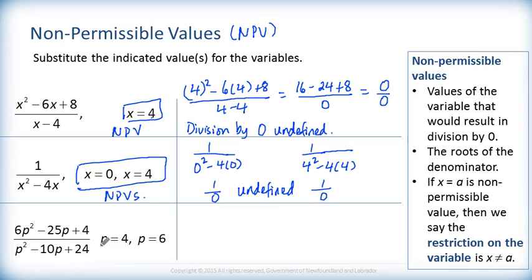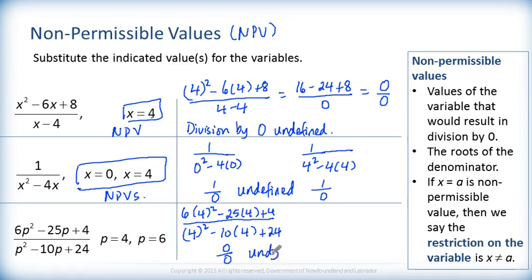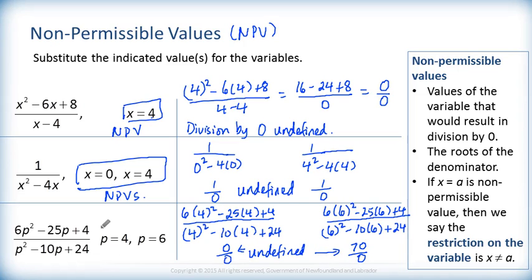For this third one, I've again got two possible values to try. Let's see what happens. In the case of putting in p equals 4, I get 0 over 0. That's undefined. You can satisfy yourself on that calculation. And when the value of p is 6, substituting that in, I get 70 over 0. So both of these are undefined. And therefore, both p equals 4 and p equals 6 are non-permissible values.